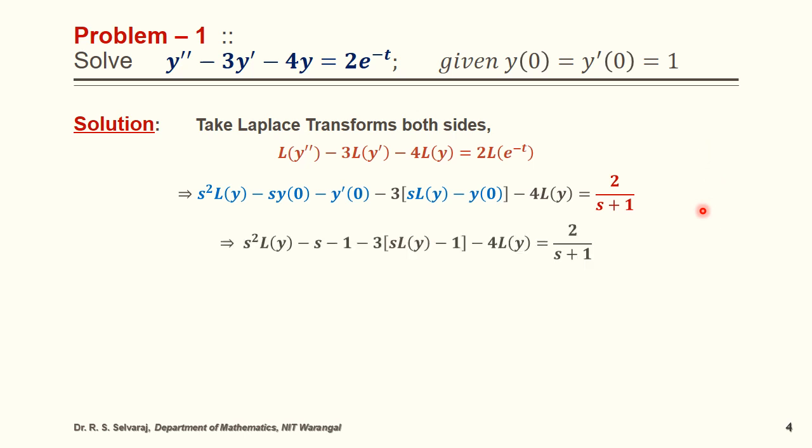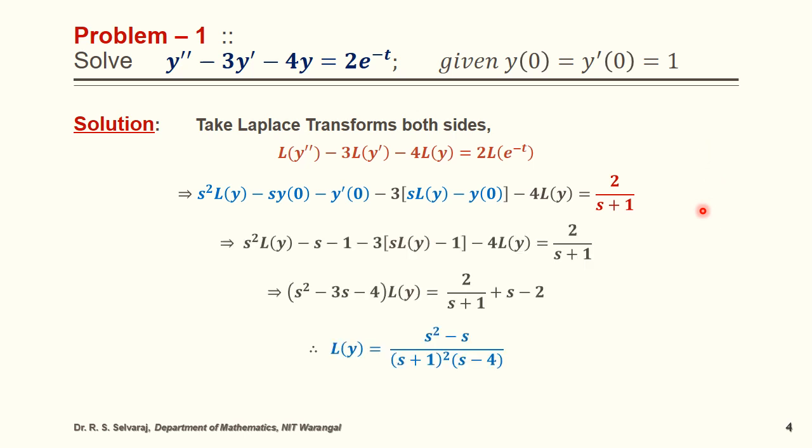We will substitute the initial conditions and simplify this further, and we will get an expression L of y is equal to s square minus s divided by s plus 1 whole square into s minus 4. Now how are we going to get y? Before getting y, we need to convert the right hand side into simple terms, functions of s. How are we going to do that?